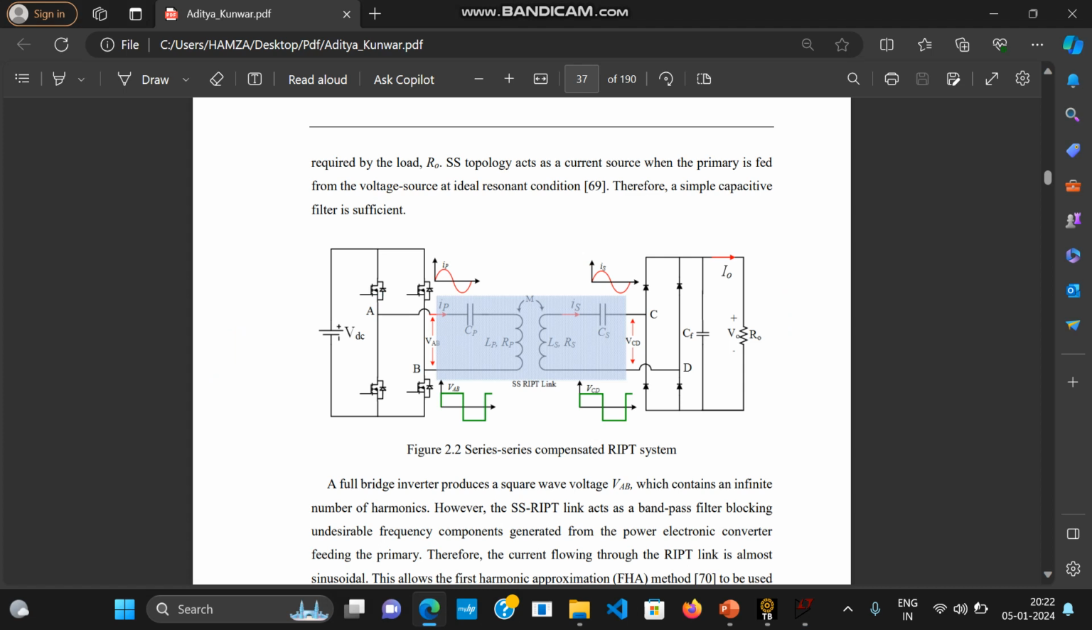Now let's look at the receiver side. At the receiver you will find the rectifier in order to change the AC quantity into DC.